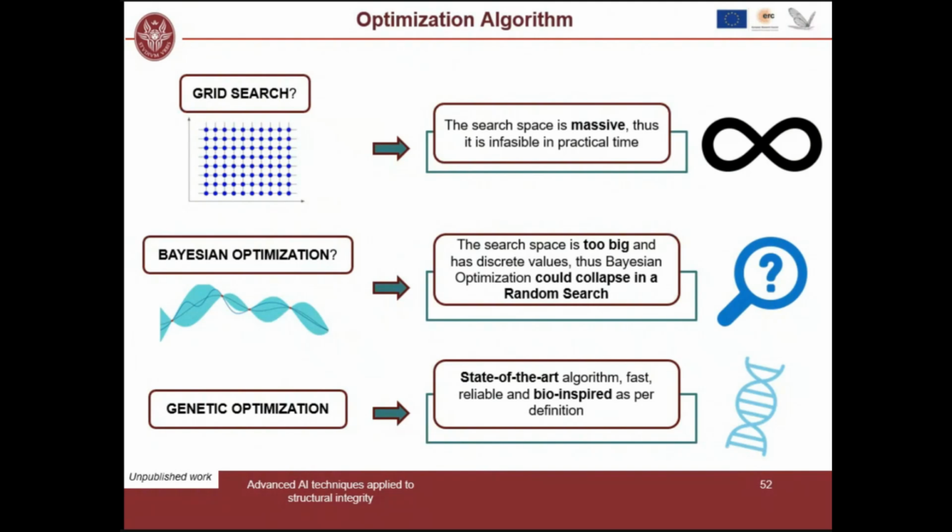You could do, technically, a grid search. It's a really simple algorithm. You just divide your hyperparameters into intervals, you try all of them, and you pick the best one. But it's infeasible when you have that many parameters, because you have an n by n by n by n search space. You can use Bayesian optimization, but when the search space is too big, and in this case it has some categorical values, it collapses into a random search, so you are not really optimizing the structure. But you can use a genetic optimization, which is very, very fast and very, very stable.